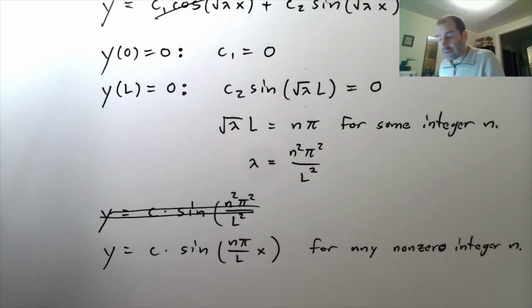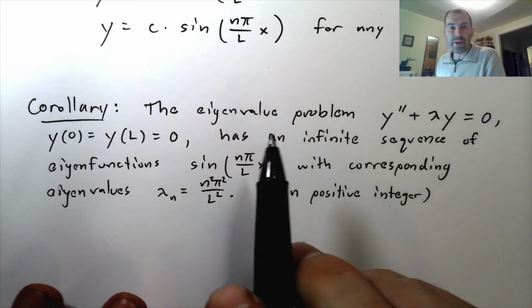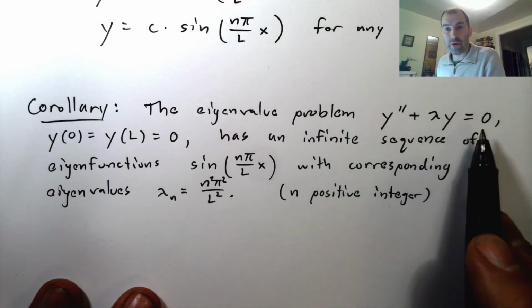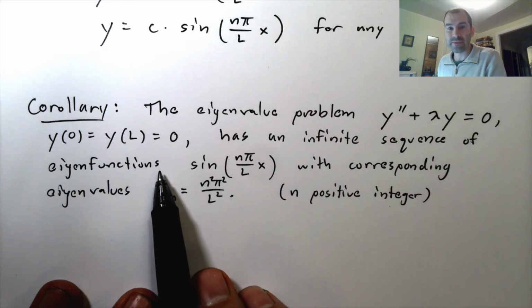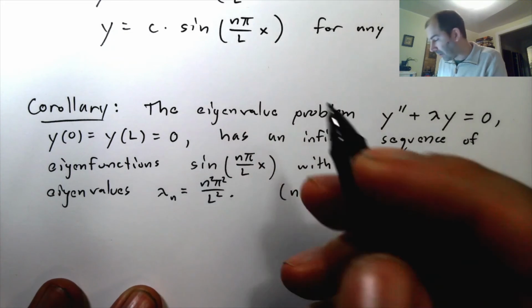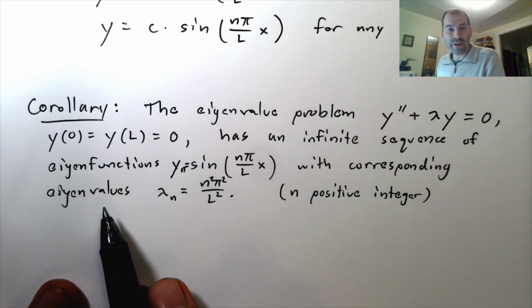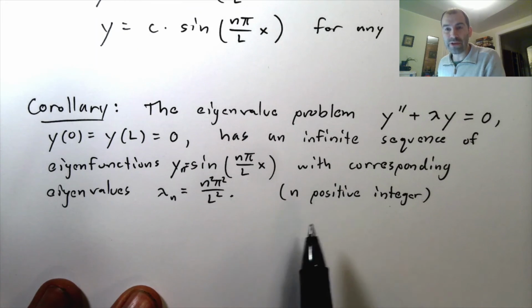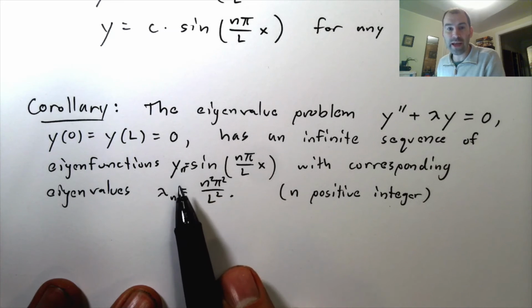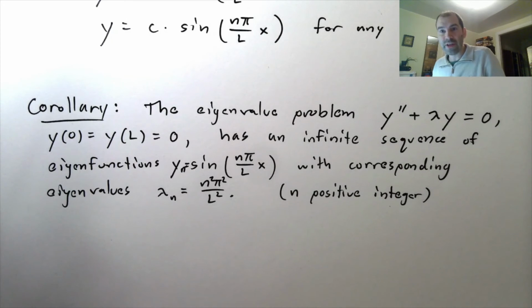And from all this, we can deduce a corollary. The corollary is that the eigenvalue problem that we were just dealing with has an infinite sequence of eigenfunctions. They all look like this. I might call each one yn, with corresponding eigenvalues that have this form. For any positive integer n, we get an eigenfunction and the corresponding eigenvalue. So this is our first important theorem of the section.